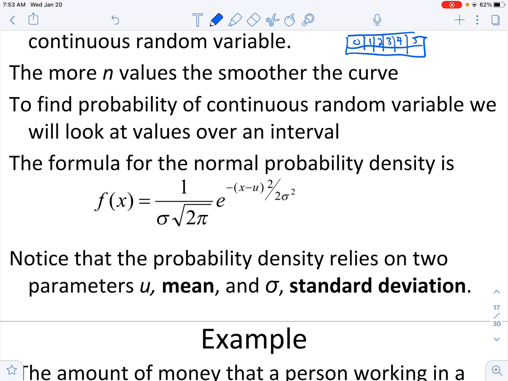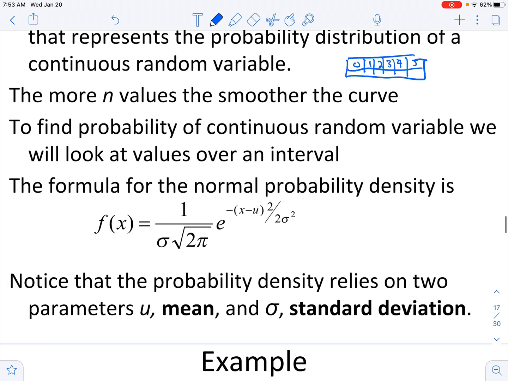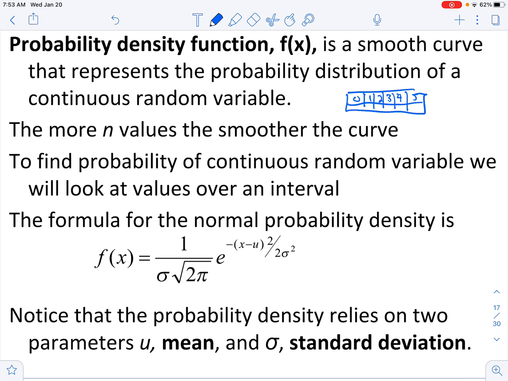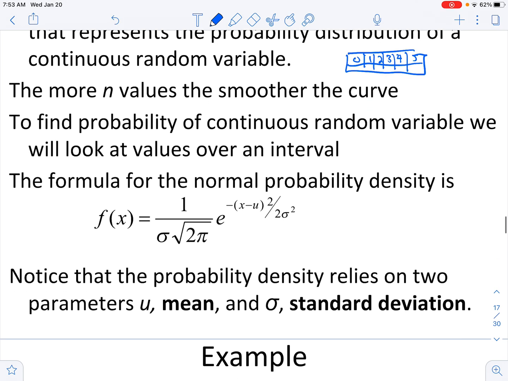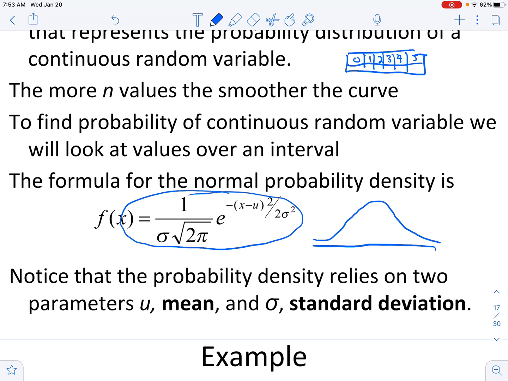Then what we start looking at is what we call the probability density function. What that means is we're going to look at what happens as we get more and more values, as we get this curve that's going through. Now, they give you the formula for the curve right here. One thing to note is you don't have to come up with any of this stuff.